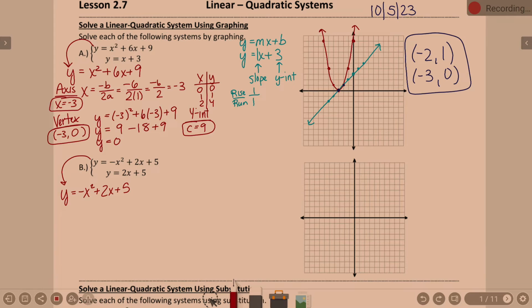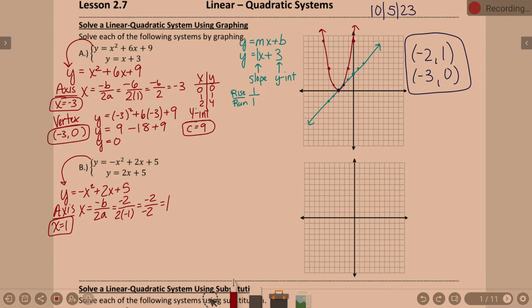Okay, thoughts on graphing y equals negative x squared plus 2x plus 5? It's a parabola because it's x squared. It's not in vertex form where I already know the vertex, so we're going to go for an axis of symmetry. Axis of symmetry formula, it's on that blue paper, right? Negative b over 2a. So negative of 2 over 2 times a, so 2 times negative 1. Negative 2 divided by negative 2 is 1. Axis of symmetry, x equals 1.